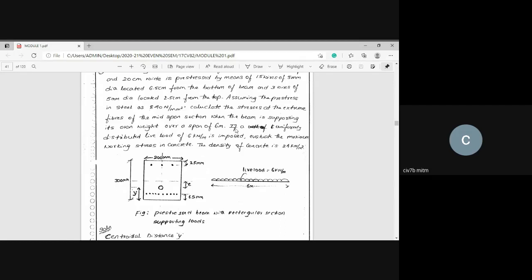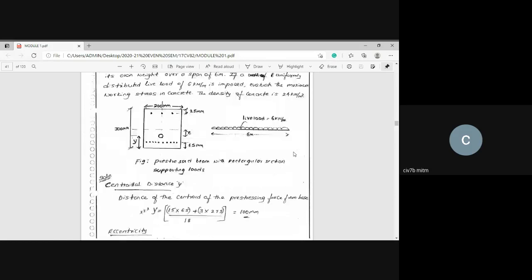If a UDL live load, that is uniformly distributed live load, of 6 kilonewton per meter is imposed, evaluate the maximum working stress in concrete. What is the stress induced in the concrete? And they have given the density of concrete as 24. Okay, so let me go ahead.